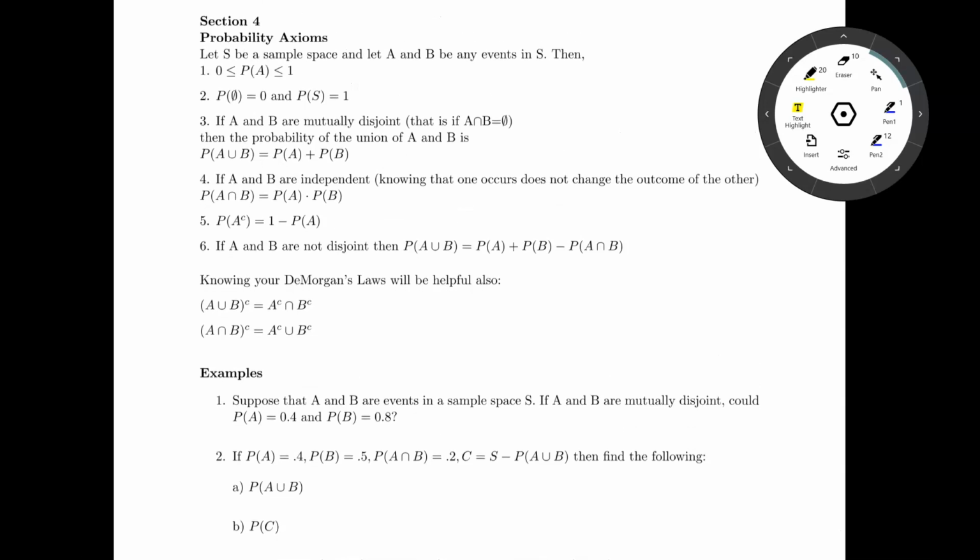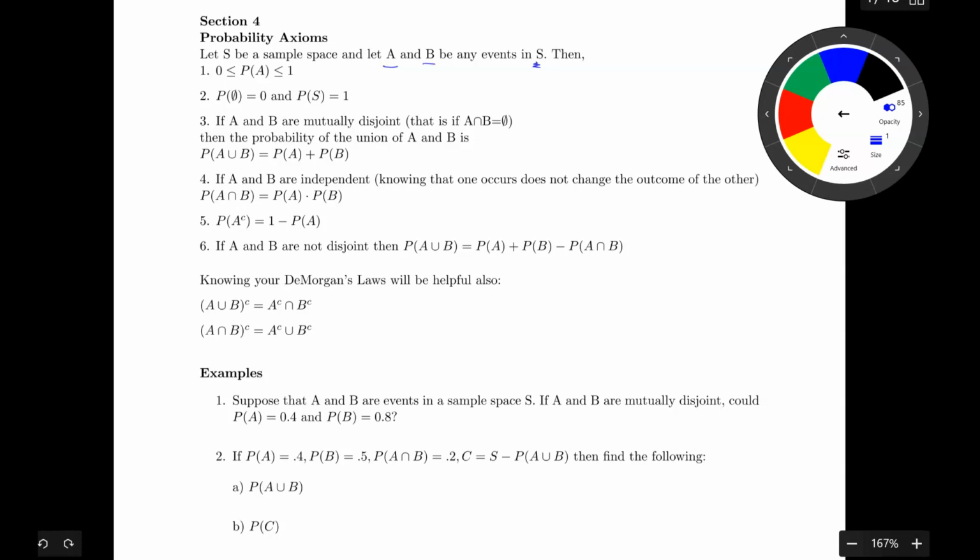So let's look at some basic probability. If I've got a sample space S, and A and B are different events in the sample space, then the probability of A is always going to be between 0 and 1. The probability of the null set is 0, and the probability of the sample space happening is 1, right? Because if all of it is happening, it's 100% sure.